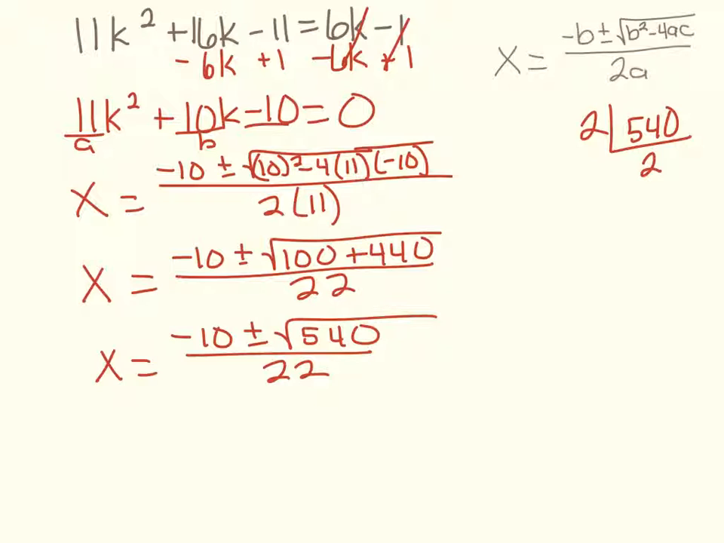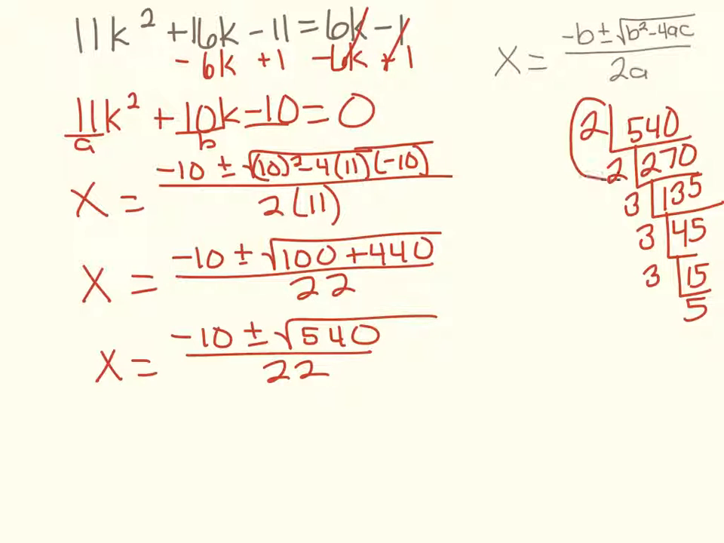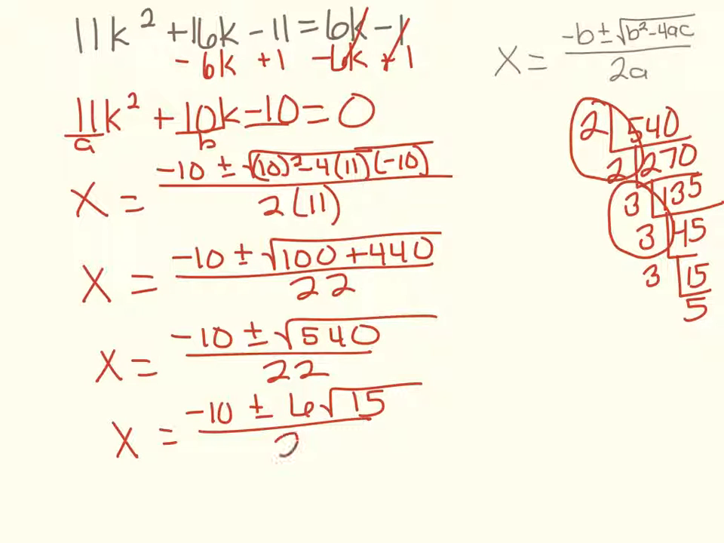You get 2 times 270. 2 times 135, which is no longer divisible by 2, but we can do 3 now. You get 45. 3 times 15. 3 times 5. So we have a pair of 2's and a pair of 3's that can come out. So negative 10 plus or minus 2 times 3 is 6, and then there's still a 3 and a 5 inside, which is 15.